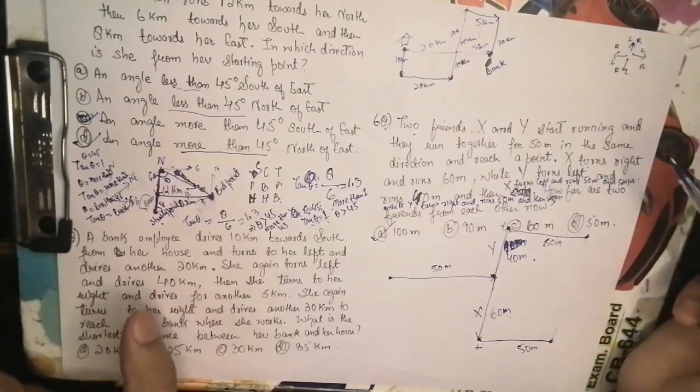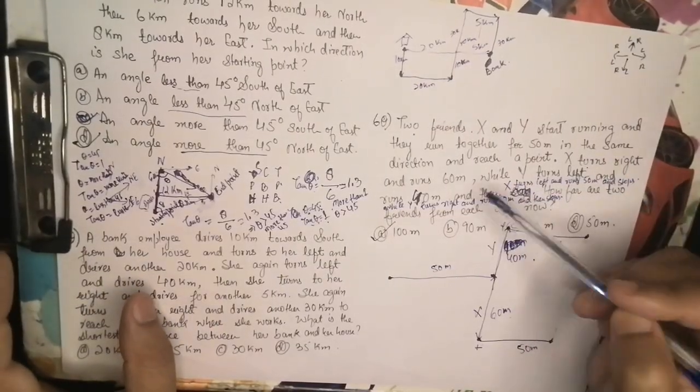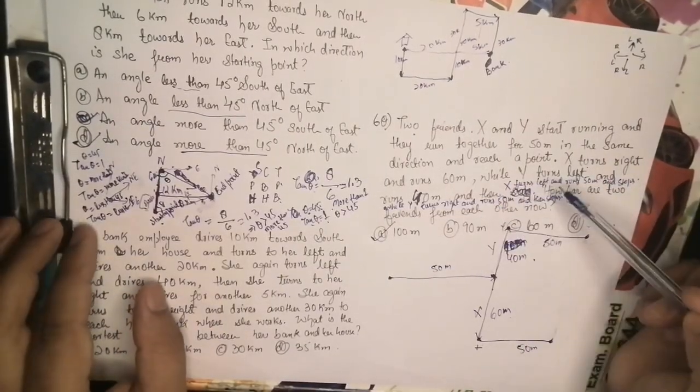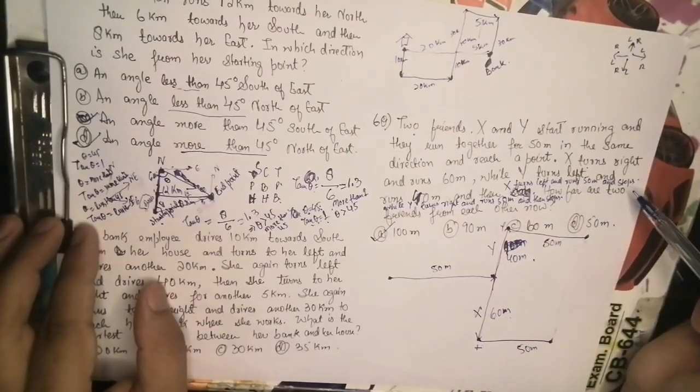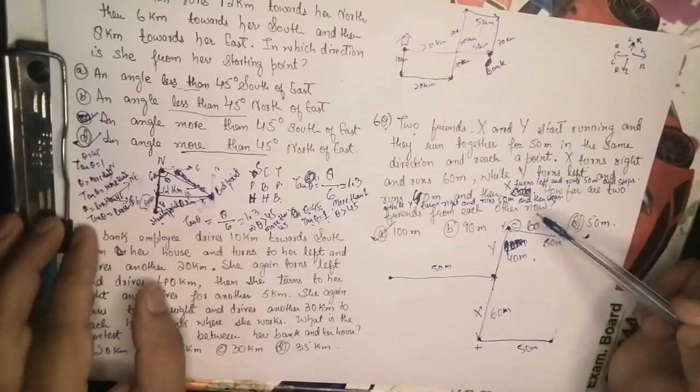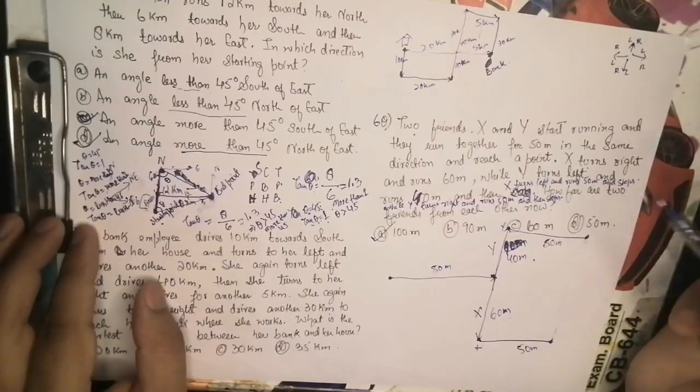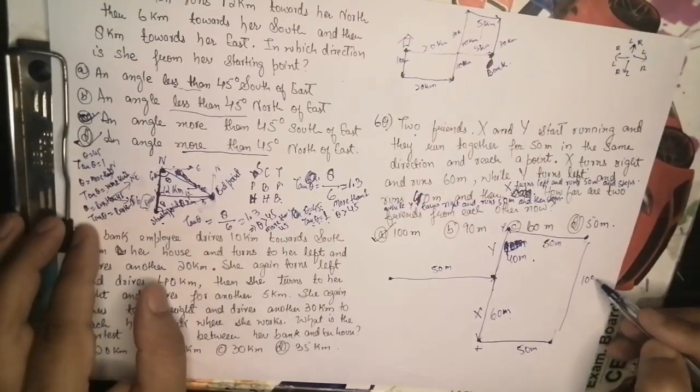Two friends X and Y start running and they run together for 50 meters in the same direction and reach a point. X turns right and runs 60 meters while Y turns left and runs 40 meters, and then X turns left and runs 50 meters and stops, while Y turns right and runs 50 meters and then stops. How far are the two? And two are 100 meters apart from each other.